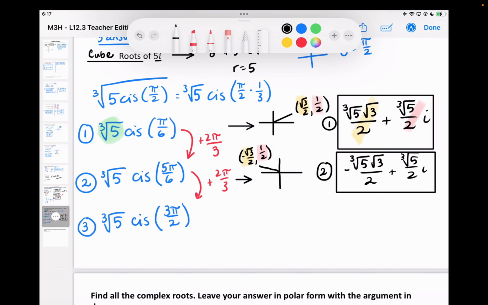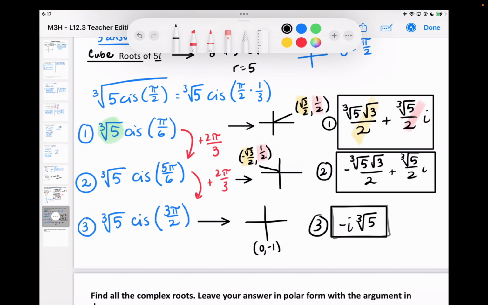And then the last one, which actually is going to be the easiest one, because that coordinate is just 3 pi halves is right here, so 0, -1. So for the last coordinate, cube root of 5 times 0 is 0. So just have negative cube root of 5 I, which usually we put the I before the radical. So I'm going to write that a little bit more properly. So it's negative I cube root of 5, just so we don't accidentally put it under the radical. And those are your solutions.